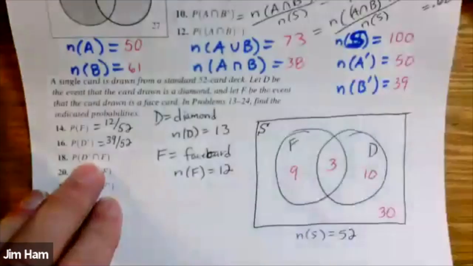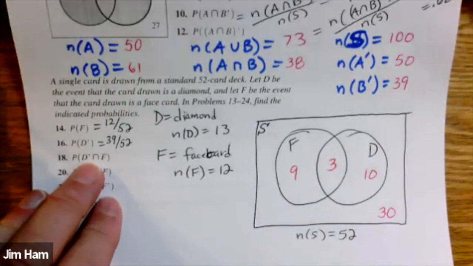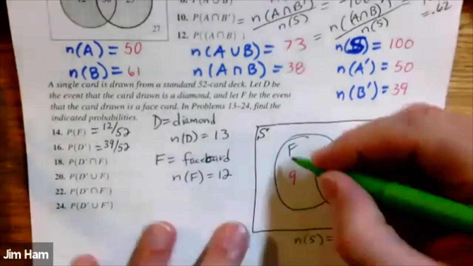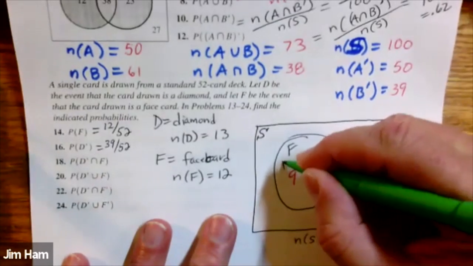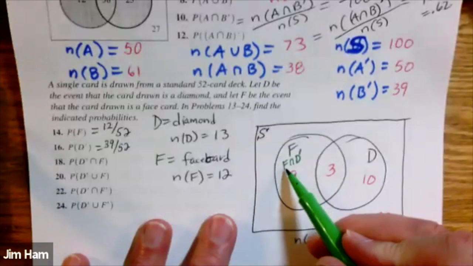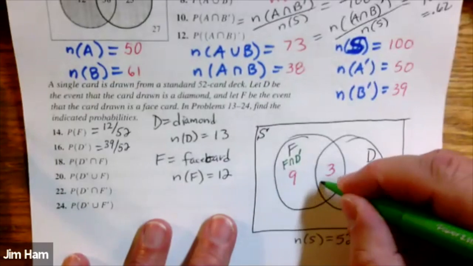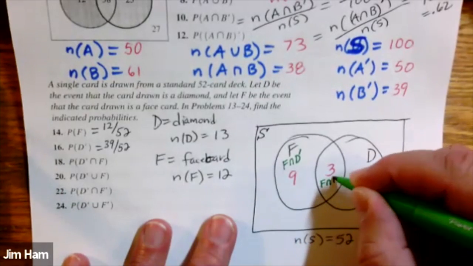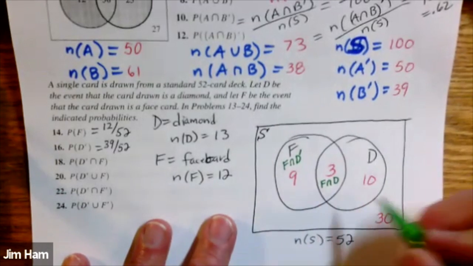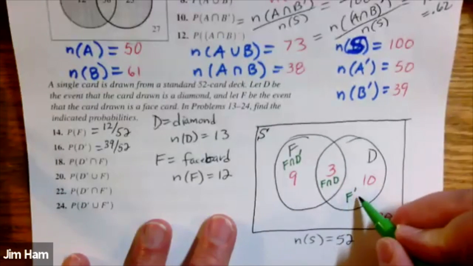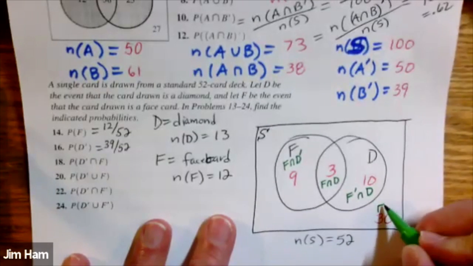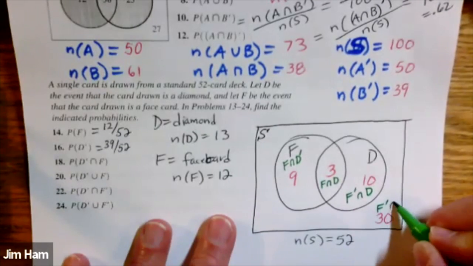Can't be a diamond, can't be a face card. 30 are left. Okay. And just remember the regions. I think we did this in an earlier section. This is F intersect D complement. It's in F, it's outside D. This one is F intersect D, inside F and inside D. This one here is outside F and inside D. And this one here is outside F and outside D.